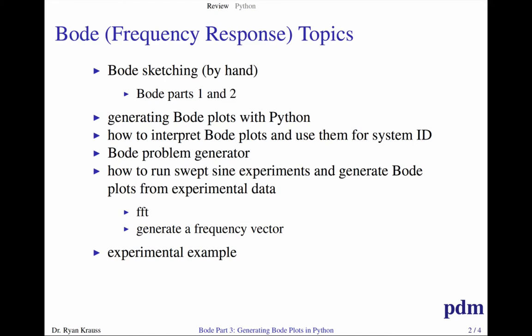although that's semi-optional. You must have NumPy and matplotlib, but you don't have to have Python control, though it's in pip, and so I don't know why you wouldn't. It's excellent stuff. And then in the next couple of videos, we'll talk about how to interpret Bode plots and use them for system ID, and then I want to introduce my Bode problem generator for generating practice problems for my students so that they have that before our next exam.